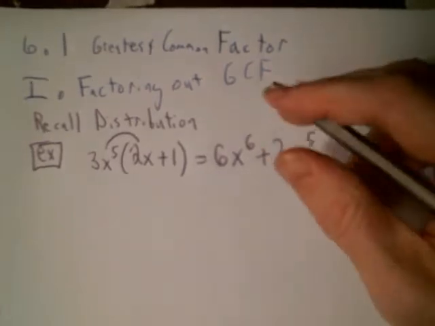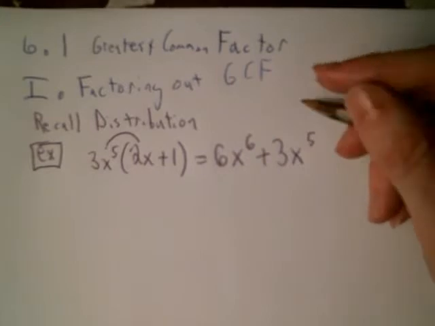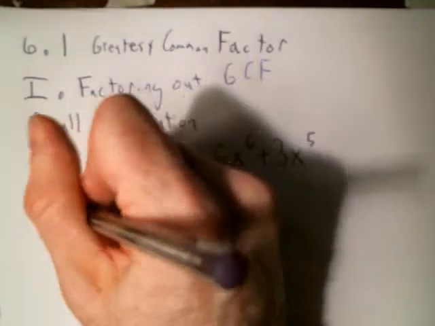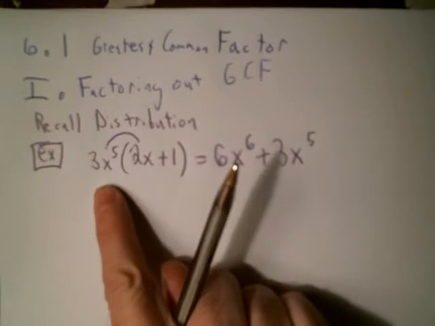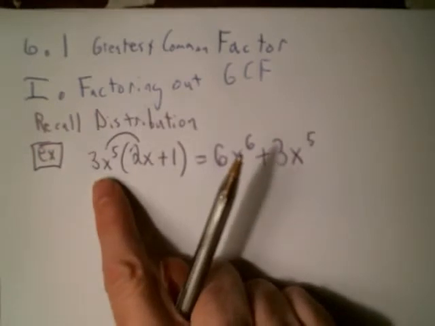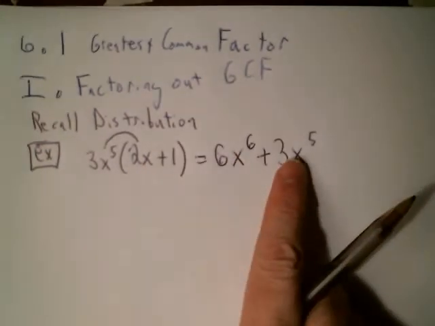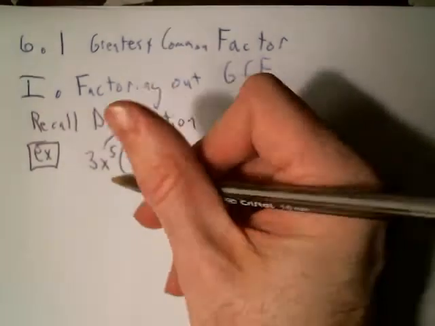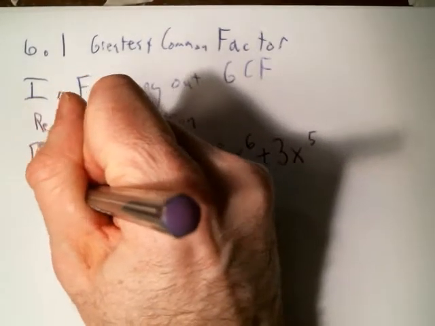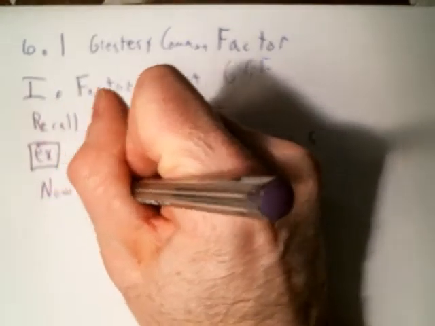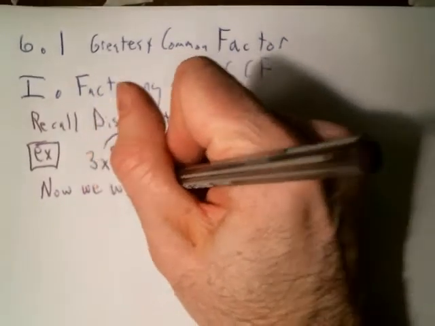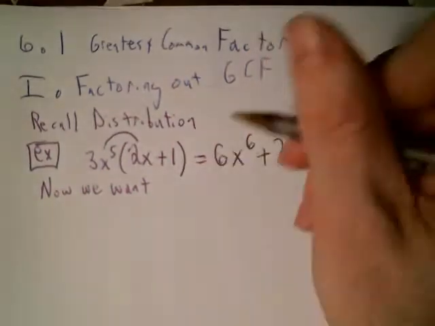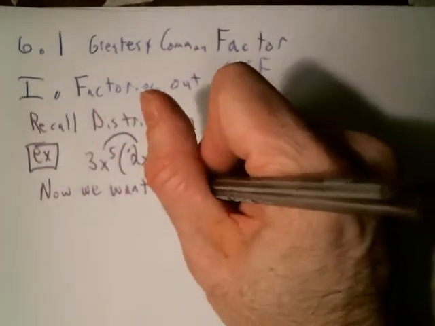Okay, so now we want to go in the opposite direction. We want to identify the biggest thing that is in common to both of these terms, and unmultiply it, basically. So now we want to reverse the process. And that happens a lot in math. Want to do it one way and then turn around and do it the other.